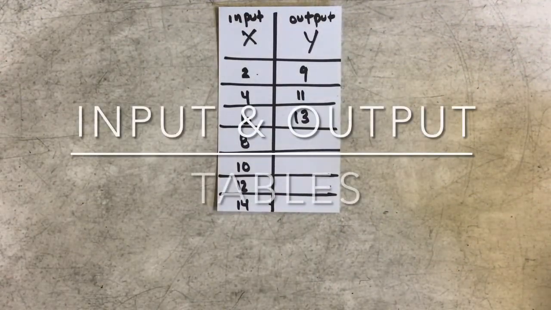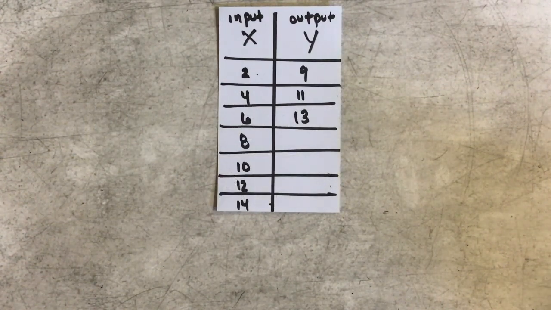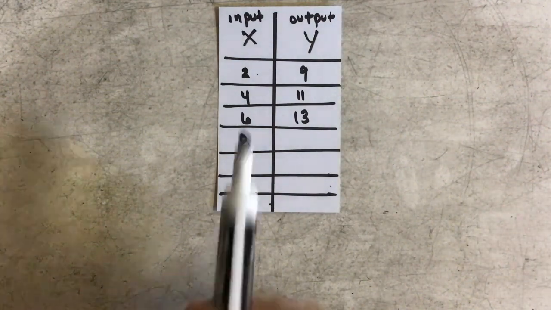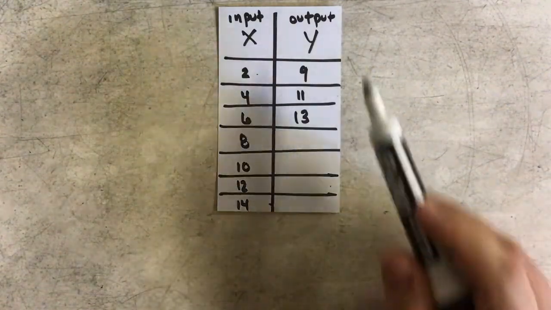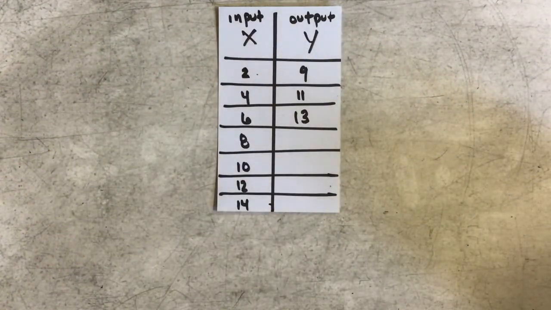Hey there. Today we're going to talk about input and output tables. Input and output tables is another kind of pattern, but it's a pattern where we can write an equation or a rule that describes a pattern between input and output numbers. Tables, like the one shown here, can be used to show how an input number changes in the same way each time to create a new output number.